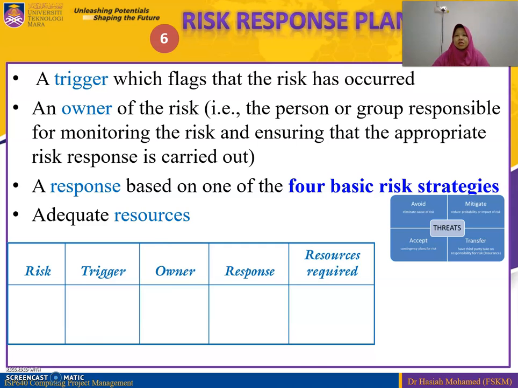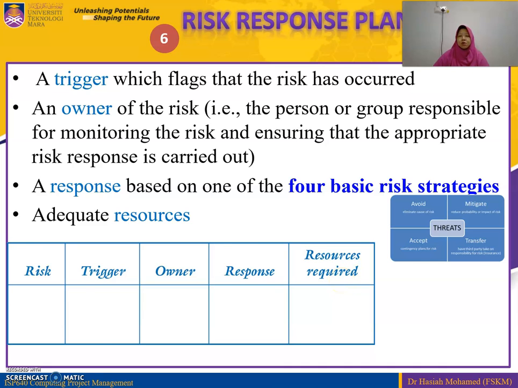Okay, for the risk response plan, it should include the trigger, which flags that the risk has occurred. Okay, the owner of the risk, the person or group that is responsible to monitor the risk and ensure the appropriate risk response is carried out. So the response is based on one of the 4 basic risk strategies: avoid, mitigate, transfer or accept. Okay, so we should have adequate resources. Okay, this is an example of the table. So the risk ID, what triggers the risk, the owner, response, and the resources required.